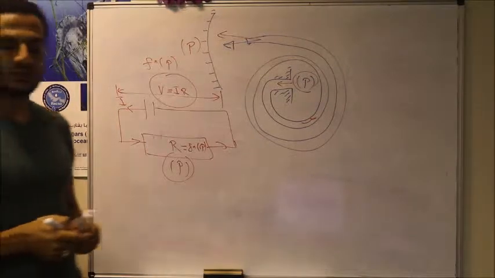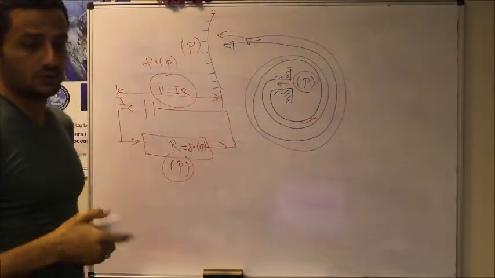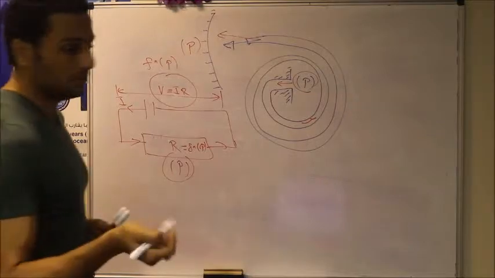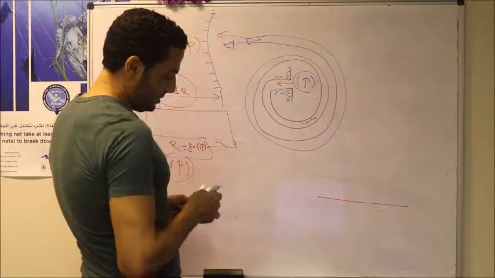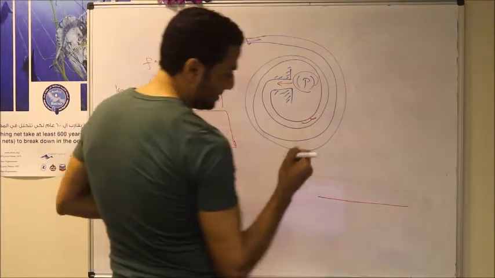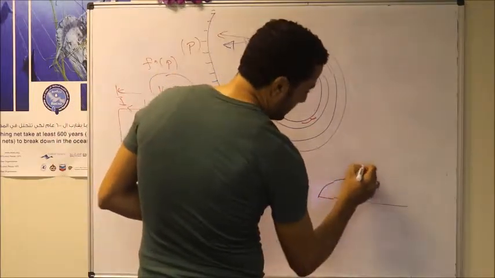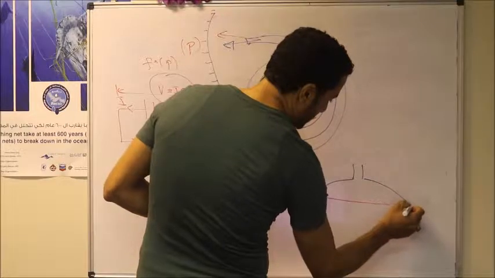We do have also another pressure measuring device, which is called the strain gauge pressure transducer. In a strain gauge pressure transducer, the idea is that we do have a diaphragm separating two chambers.